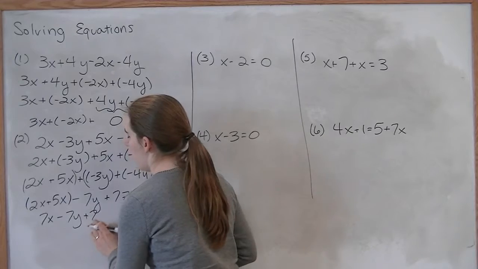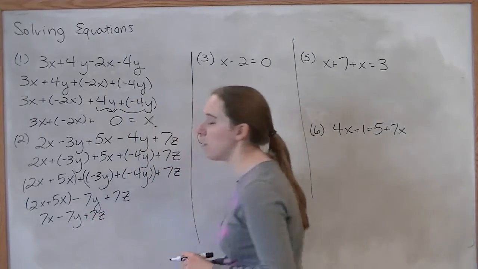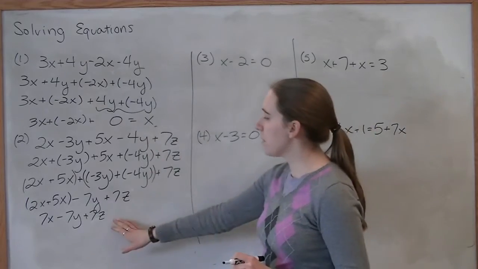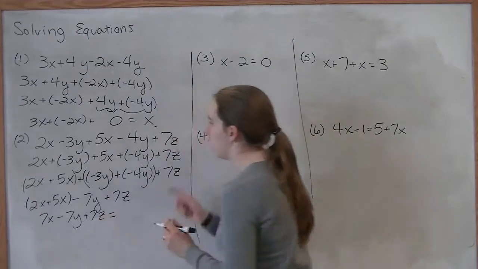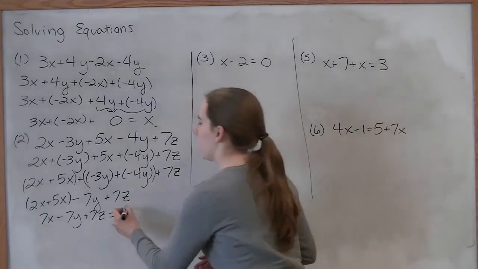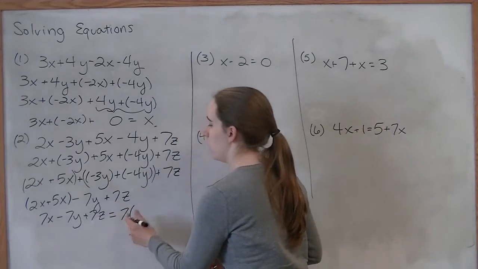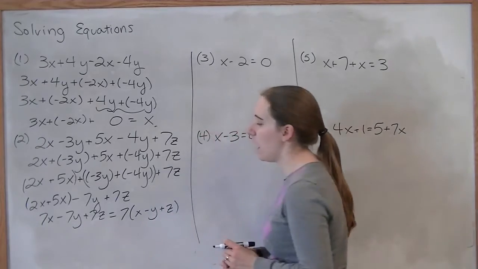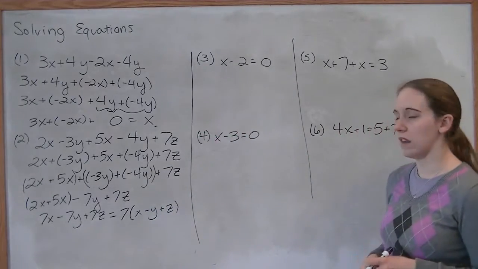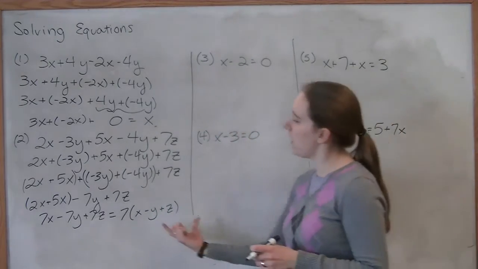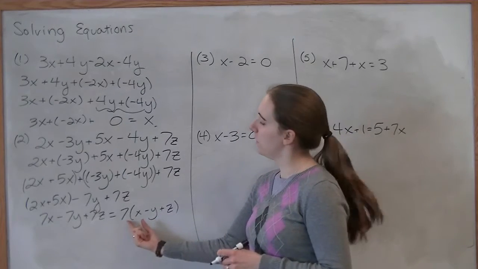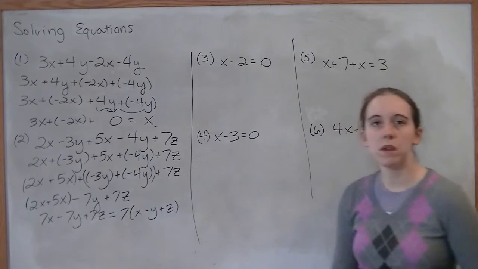And notice that I actually have 7's as my coefficients for all of my terms. So this is perfectly fine as a simplified version of this. However, I could also factor a 7 out, or pull a 7 out, and write it as 7 times x minus y plus z. This way, all it really changes is that I've kind of reverse distributed a 7. Either one of those would be okay.